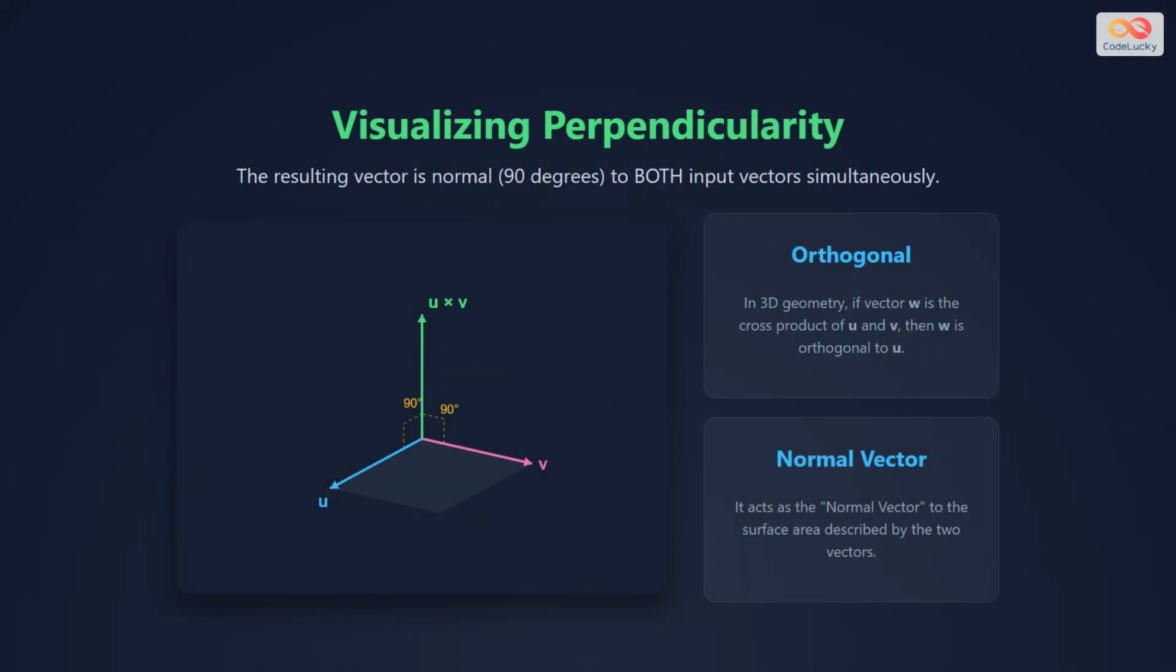Let's visualize this. Imagine vectors u and v forming a flat surface or a plane. The cross product, let's call it vector w, shoots straight out of that plane at a 90-degree angle. It is perpendicular to vector u, and it is also perpendicular to vector v simultaneously. This is incredibly useful in computer graphics and physics when you need to find the normal vector to a surface.